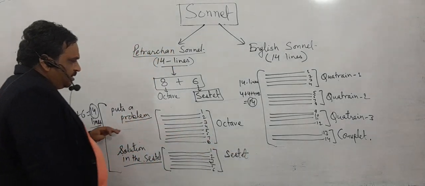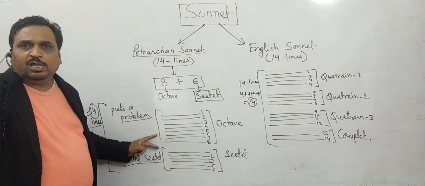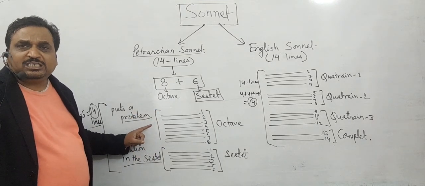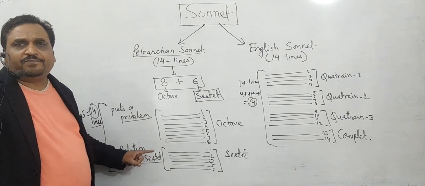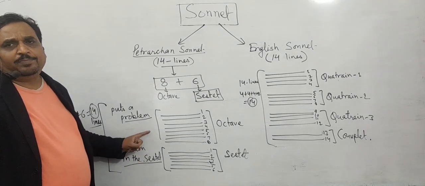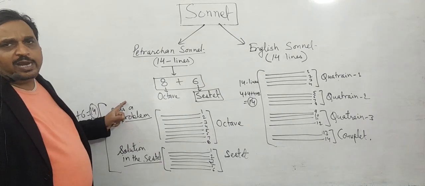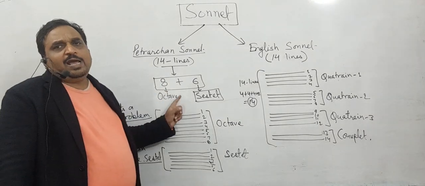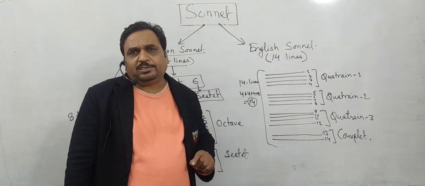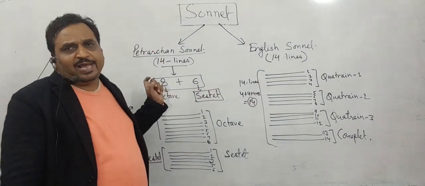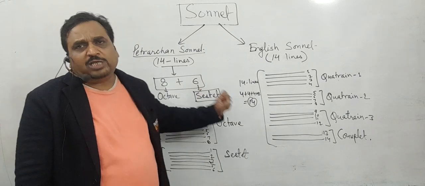Whereas in Petrarchan sonnets, we have only 2 sets: one octave that consists of 8 lines, and the other is the sestet that consists of 6 lines. When we sum 8 and 6, that makes 14. So a Petrarchan sonnet consists of 14 lines, and an English sonnet also consists of 14 lines. This is the arrangement of lines, and this is the basic discrimination between the Italian sonnet and the Shakespearean sonnet.